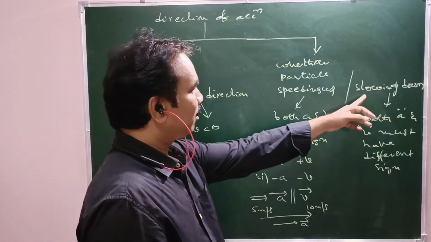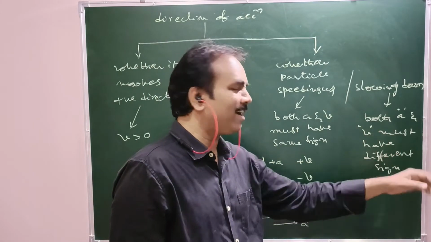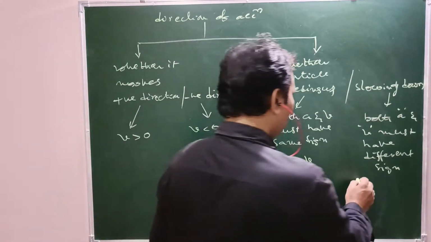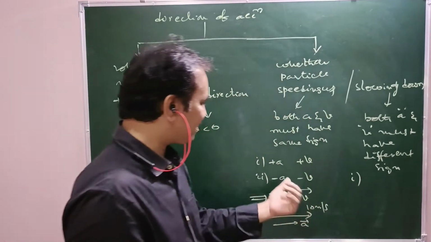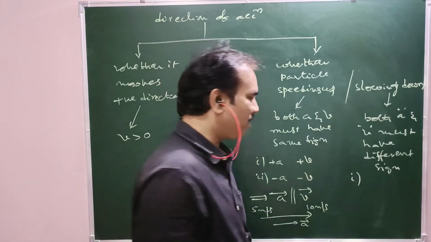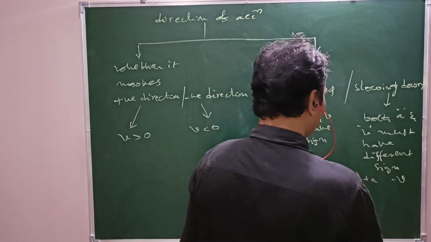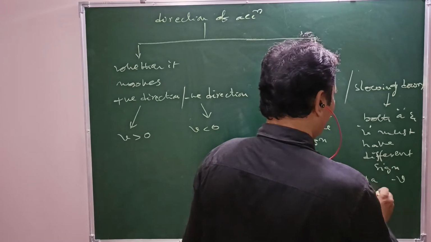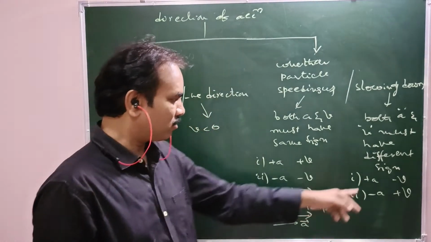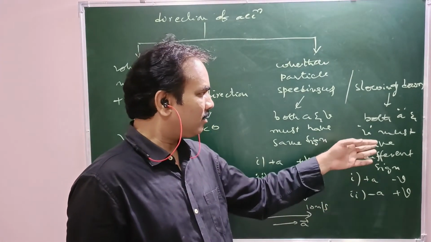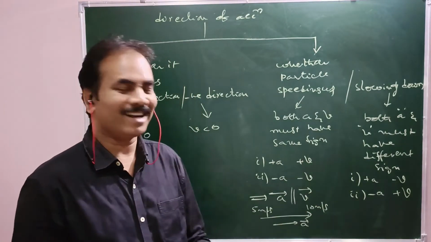Now, coming to the other case, the slowing down case, where A and V must have different signs. We have two options here. First option: A is positive, V is negative. Second option: A is negative, V is positive. So in these two cases, the particle is said to be slowing down. In this case, the particle is said to be under retardation.